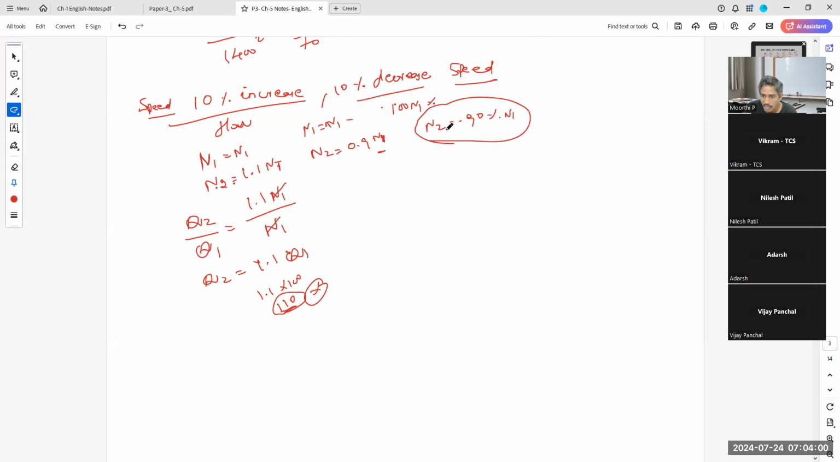The hints are all highlighted. They will ask the question: if you are going to increase the speed by 10%, what is the value of flow? How much percentage increase? They will write like this only, so don't get confused. They will not give the value, nothing, only the increase, 10% increase or 10% decrease.